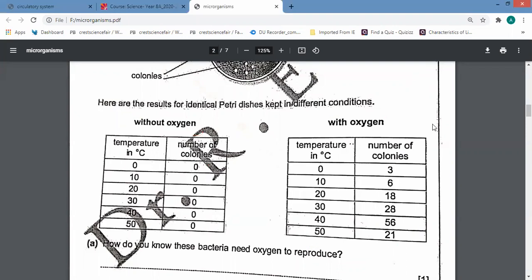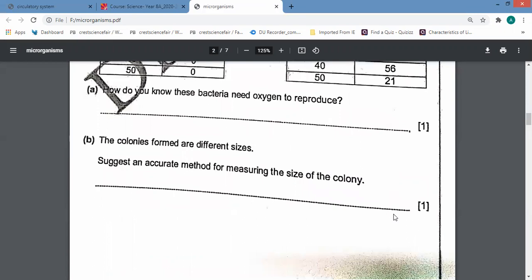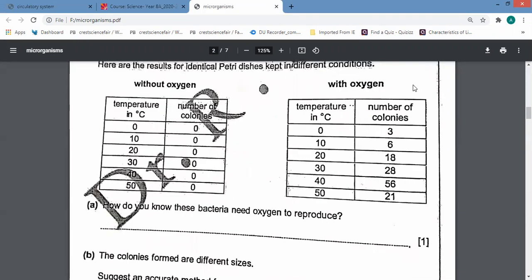Before we read the questions, we can note: is oxygen required for the growing of the bacteria colonies or not? Yes, it's required. First question, letter A: how do you know this bacteria need oxygen to reproduce? Because when we didn't have oxygen, no colonies were formed. You mean in the table without oxygen, the number of colonies equals 0. Yes. So it indicates that oxygen is required for growing and reproducing for bacteria.